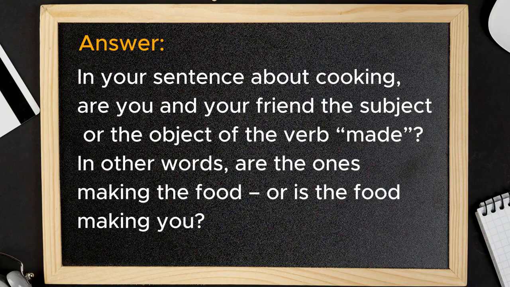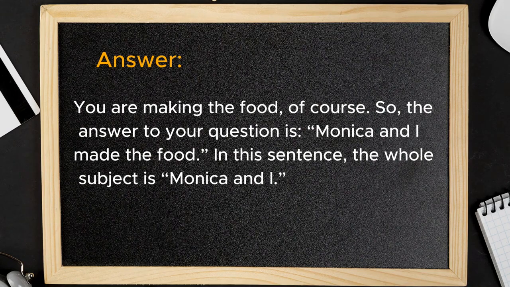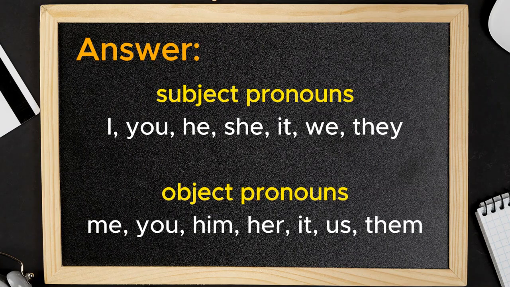In your sentence about cooking, are you and your friend the subject or the object of the verb made? In other words, are you the ones making the food, or is the food making you? You are making the food, of course. So the answer to your question is, Monica and I made the food. In this sentence, the whole subject is Monica and I. Answer.